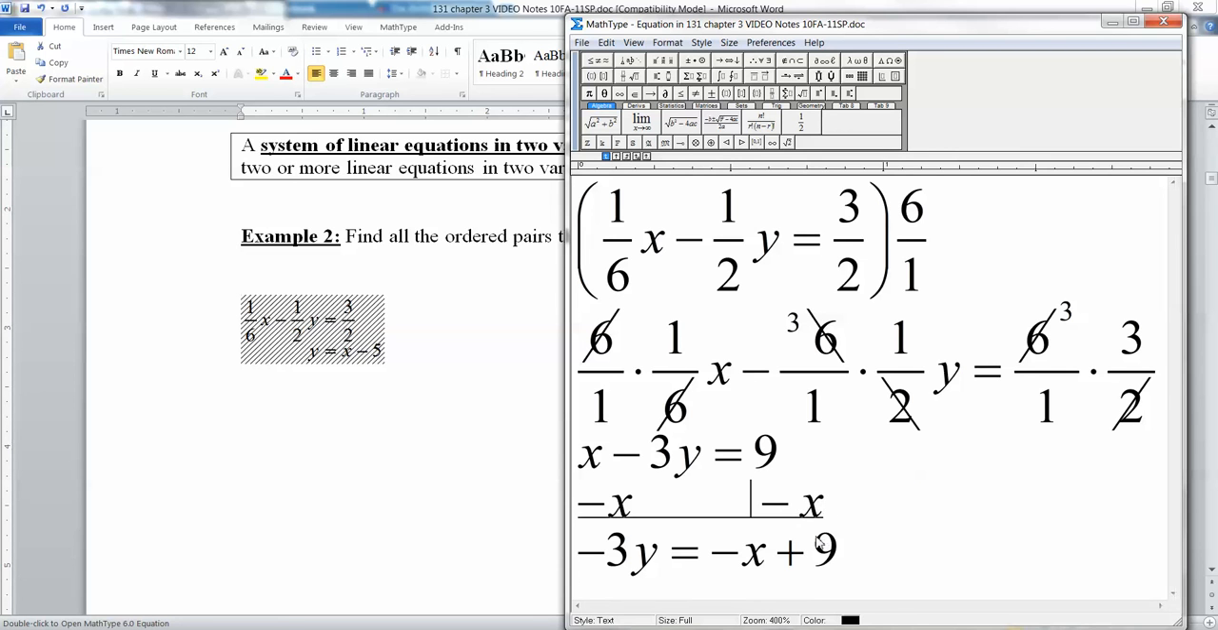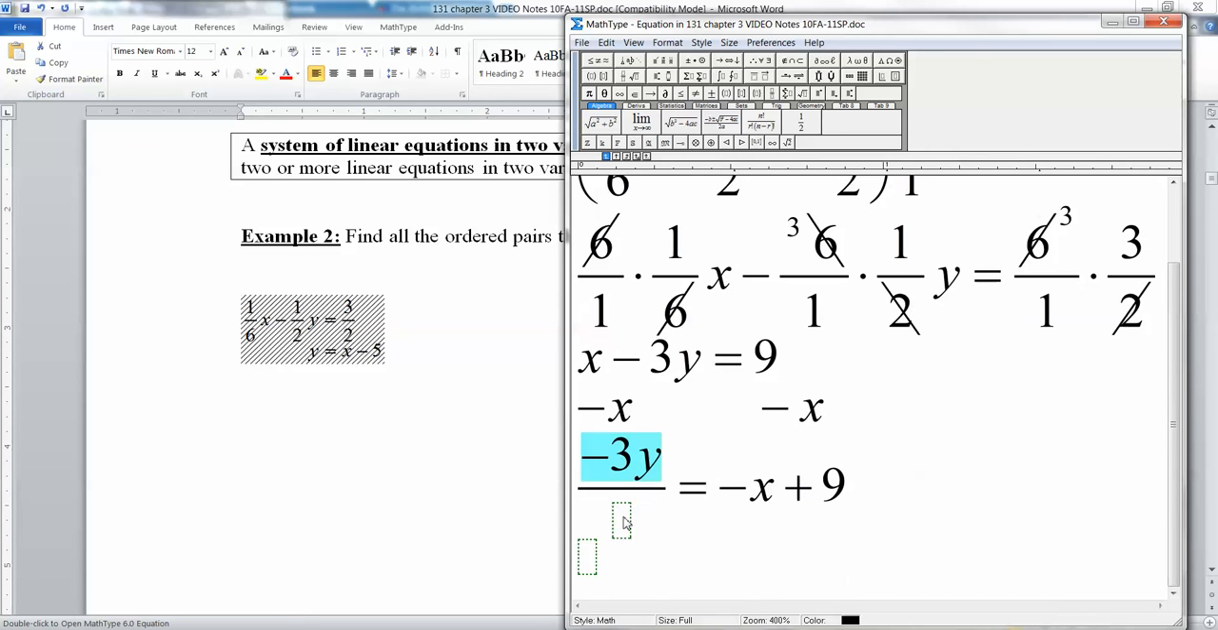All right, then you're going to need to divide by negative 3, right? You're going to do it to the left, so you're going to have to do it to the right. The whole thing gets divided by negative 3. Oops, not negative 32. All right, so that leaves you y equals.